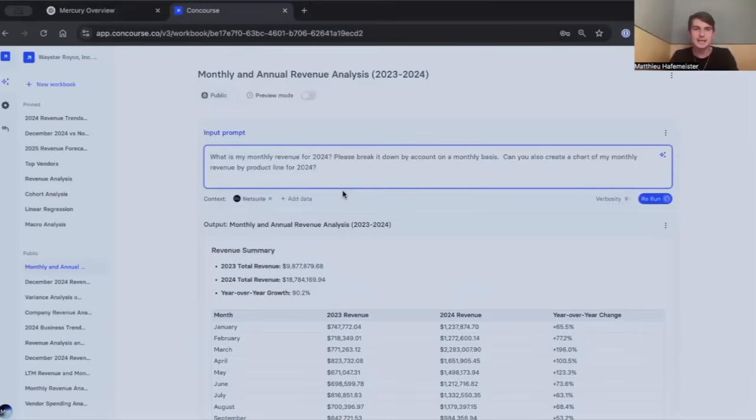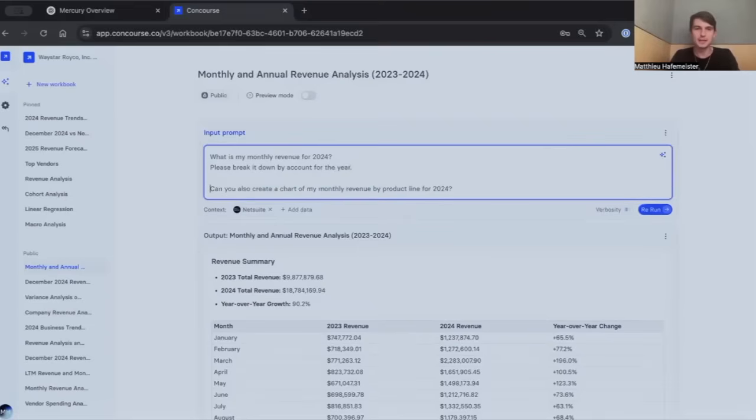And so what I'll say is, what is my monthly revenue for 24? And then I want to break it down by month, by account, let's just say, for the year. I want to break that down by account. And then I also want to create a chart for monthly revenue by product line. And so that's going to be my next prompt, with more detail in terms of the revenue that I'm really looking for, and a specific output as well. I want a specific data table. I want a specific chart.